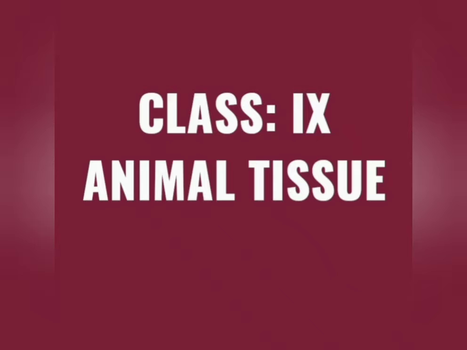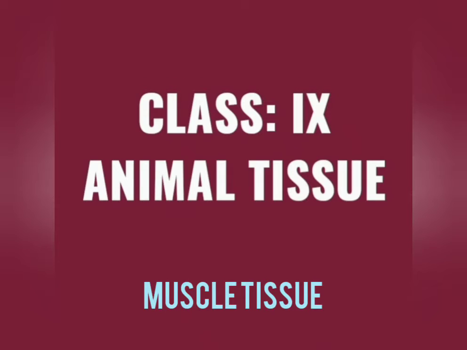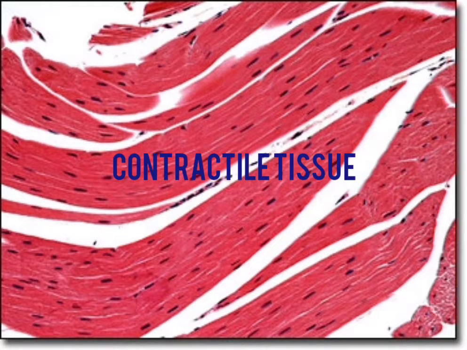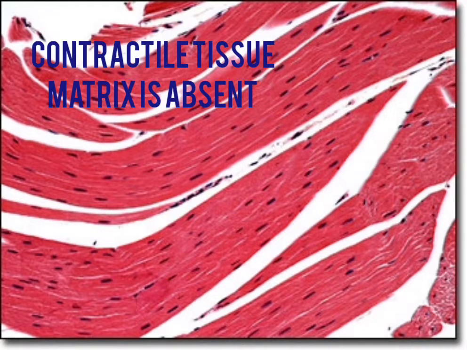Today we will start with the muscular tissue. Muscular tissue is a contractile tissue which has contractile proteins inside the cells held together by connective tissue. Matrix is absent. Cells of the muscular tissue are elongated and these are called muscle fibers.